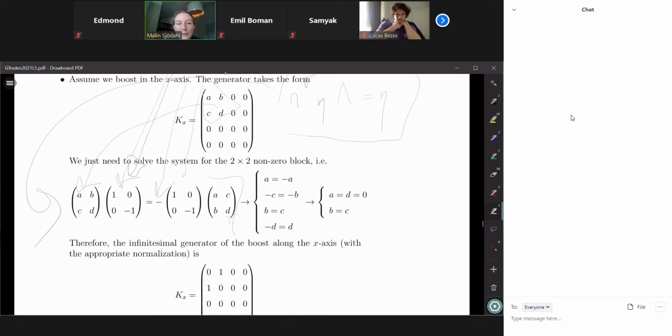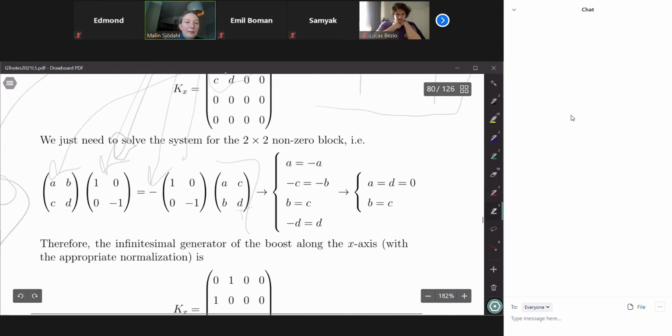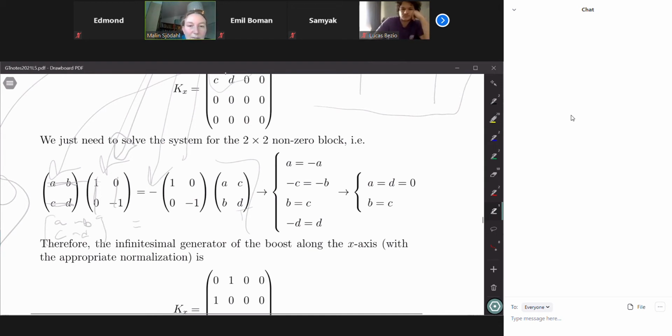So if we simply make this matrix multiplication, on this side we have A from this line times this line, we have minus B from this line times that line, we have C from that line times this line, and we should have minus D from this line times this line, correct me if I'm wrong. Then this should be equal to what we get from this side.